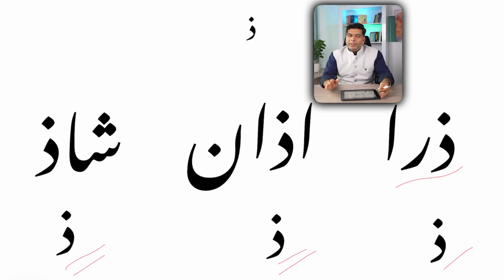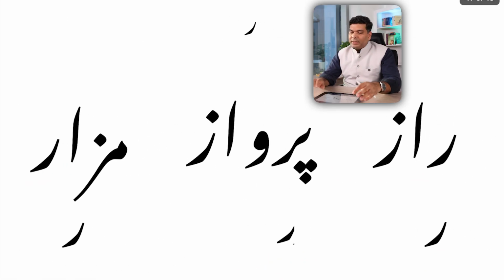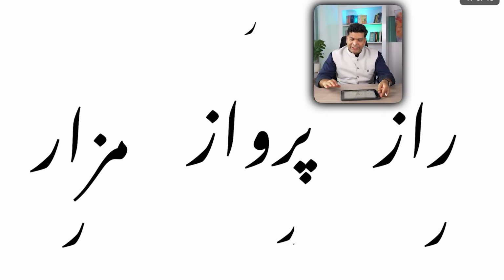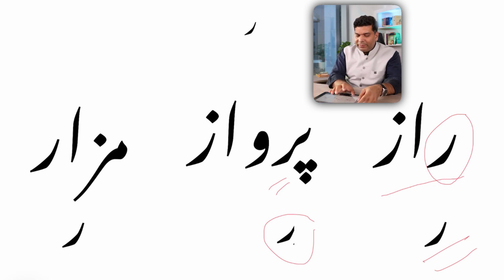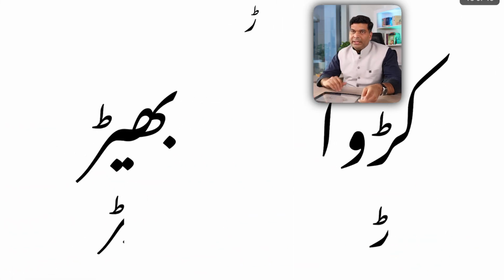So the same behavior for the Dal family: it looks the same in the beginning, in the middle, and in the end, and you can easily recognize it. The same rule is followed by the Re family. The way the Dal family behaves, it retains its shape in the beginning, in the middle, and in the end. With Re, we have a word called Raz, which starts with Re and retains the shape. In the middle we have Parvaz, where it retains its shape, and in the end we have Mazar, where it keeps the shape the way it does for Re. Same thing for Re.